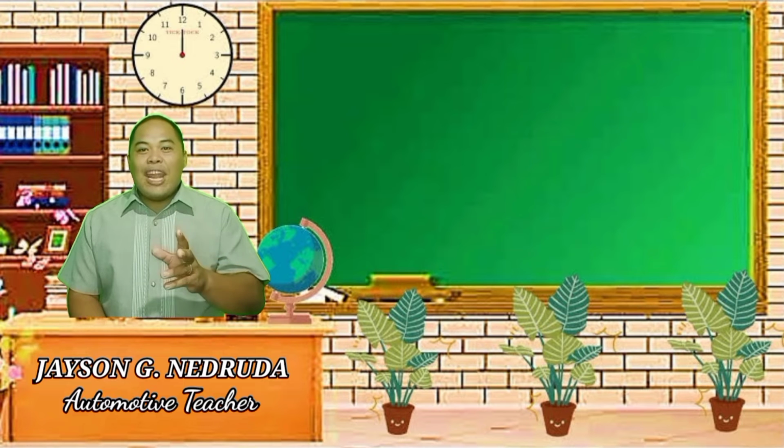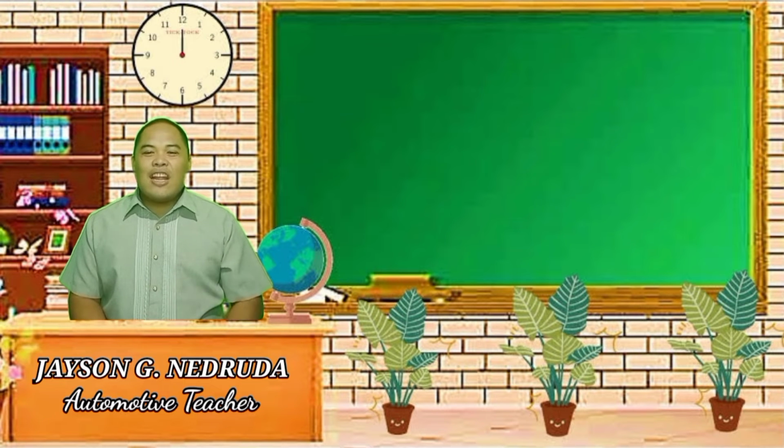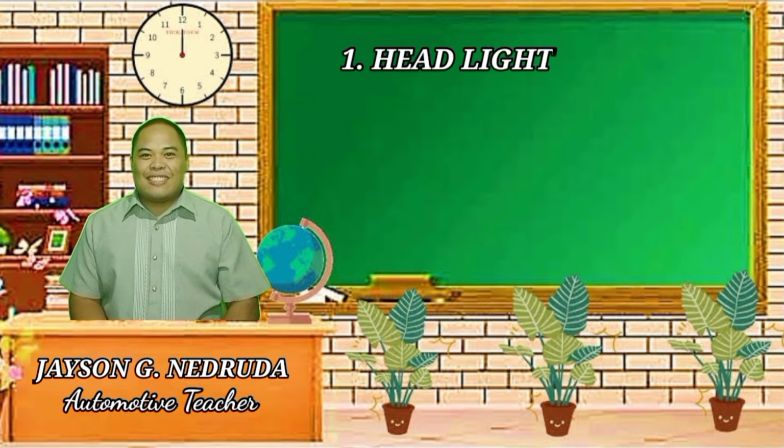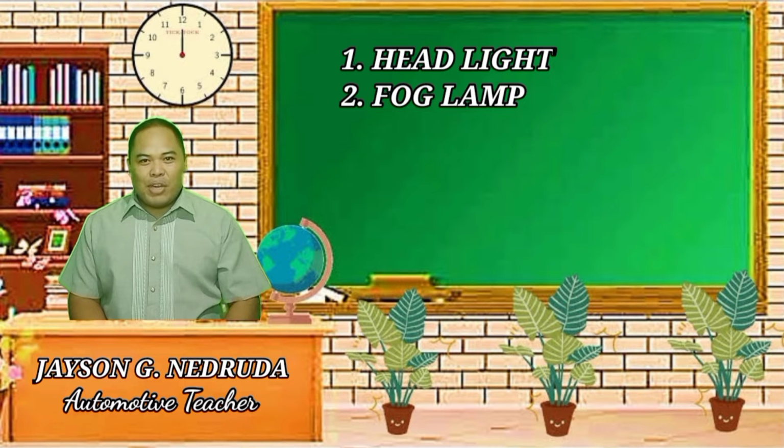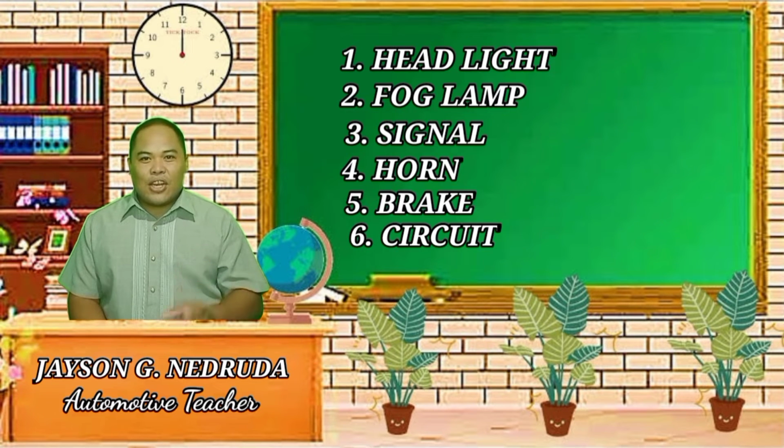Okay, let's find out what are the terminologies you found in the crossword puzzles. So, here are the terminologies found in the crossword puzzles. Let's find out if you got the correct answer. Number 1, headlight. Number 2, fog lamp. Number 3, signal. Number 4, horn. Number 5, brake. Number 6, circuit. Number 7, tail light.